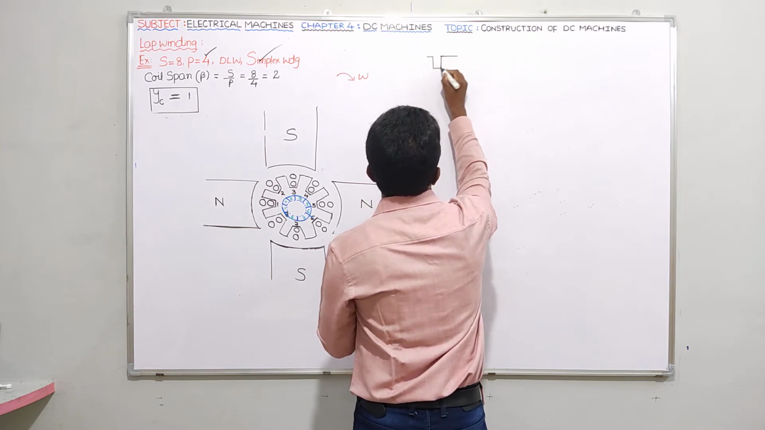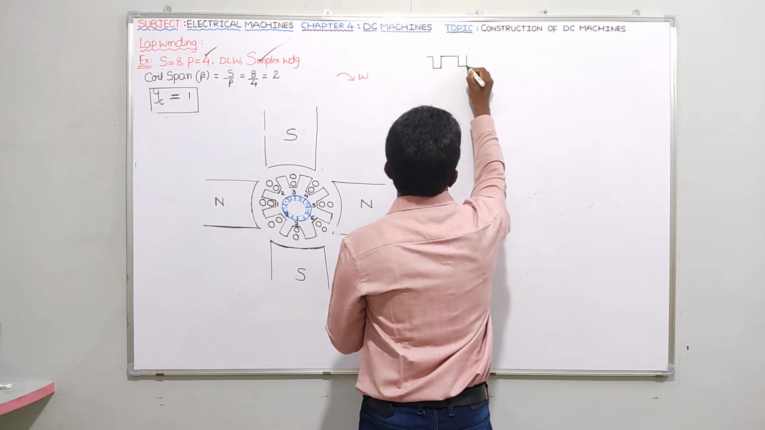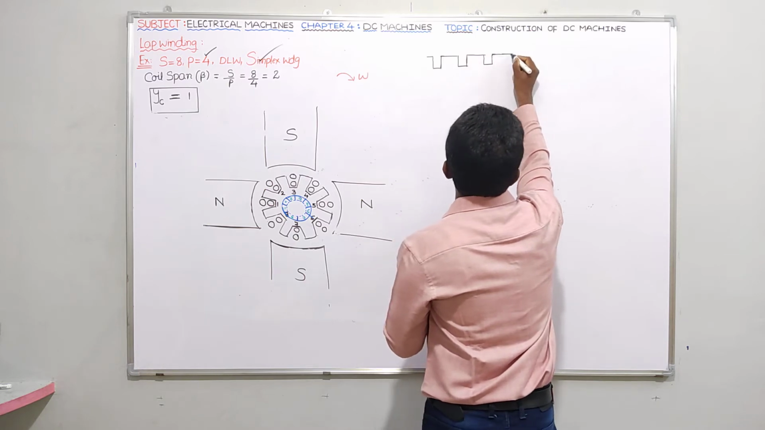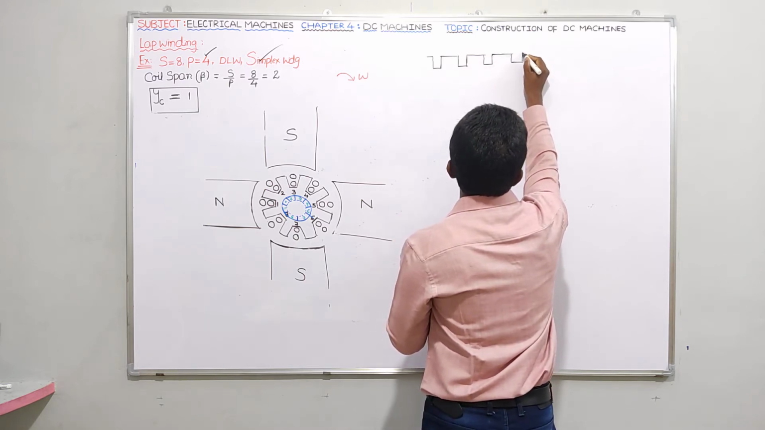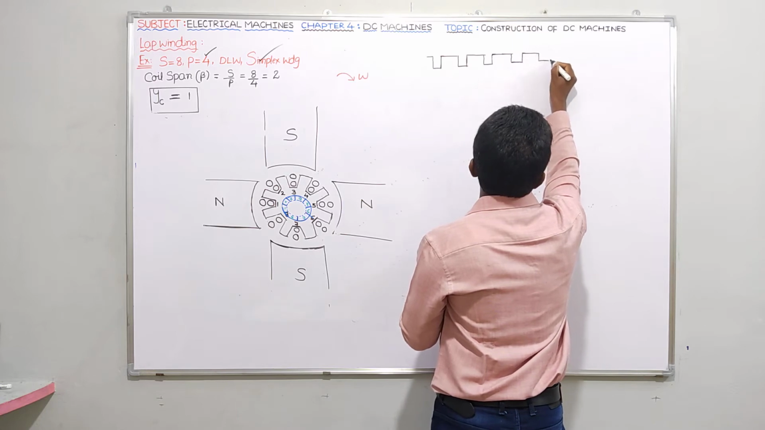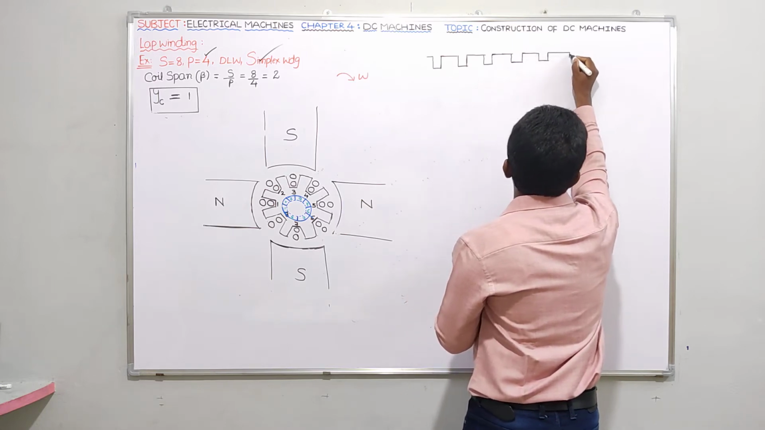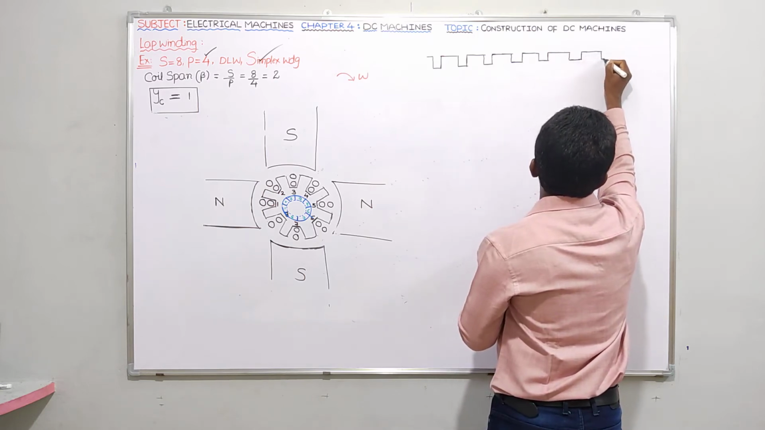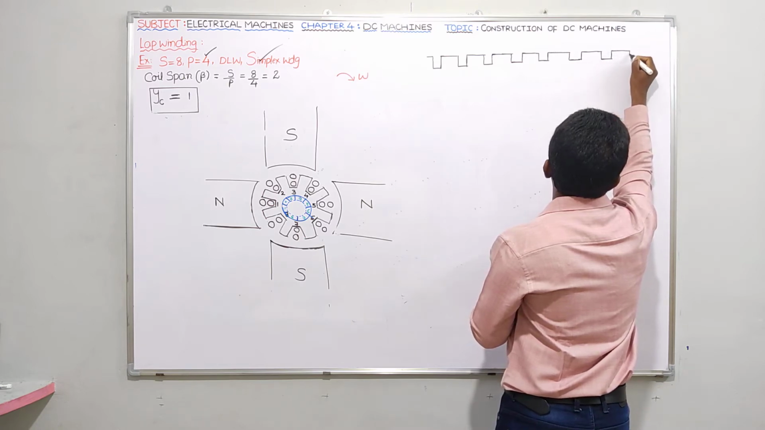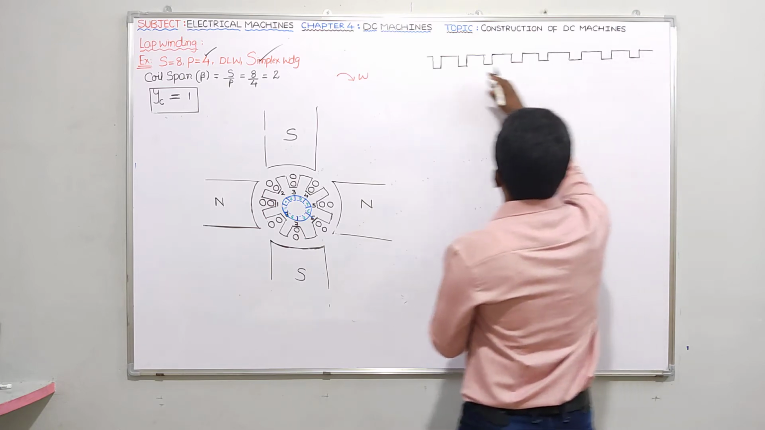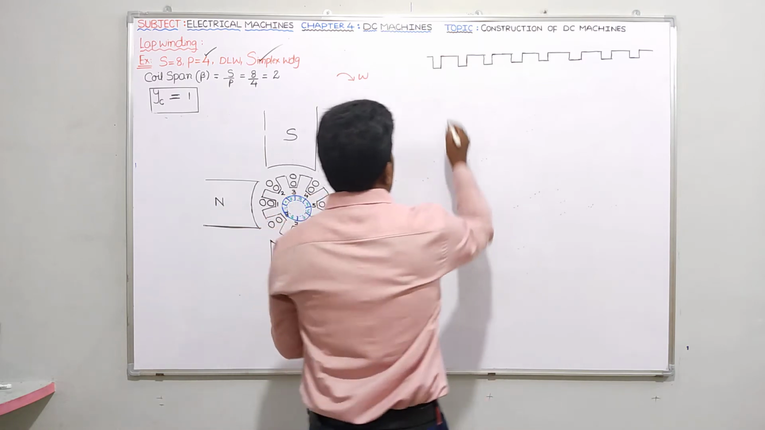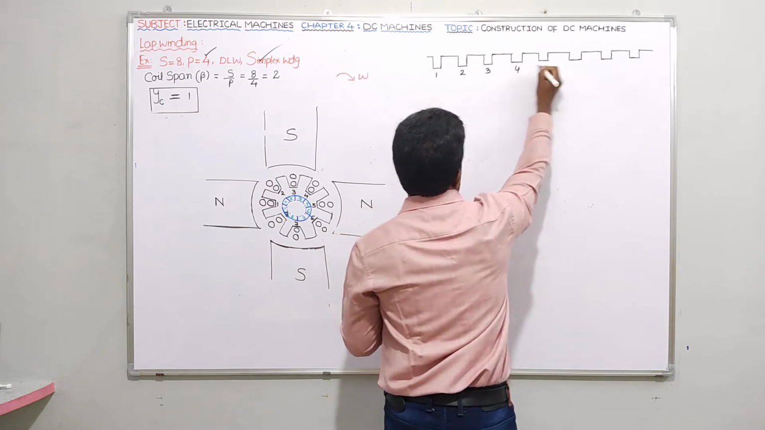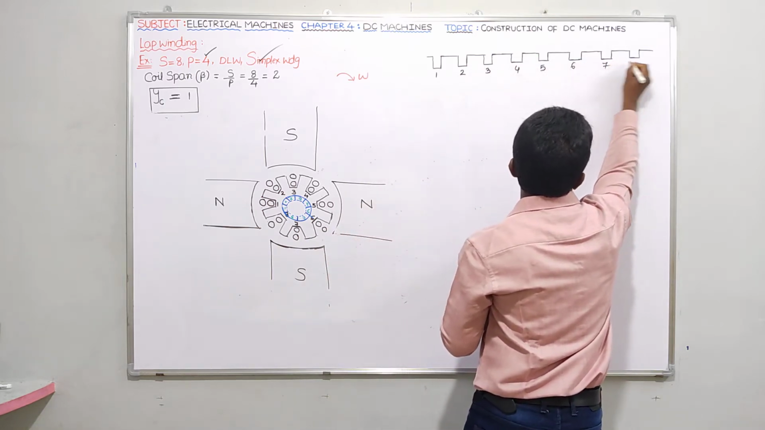Next, slot number 2. Slot number 3, slot number 4, slot number 5, slot number 6, slot number 7, slot number 8. Okay guys, right. In slot number 1, let me give numbering first of all. 1, 2, 3, 4, 5, 6, 7 and 8 slots.